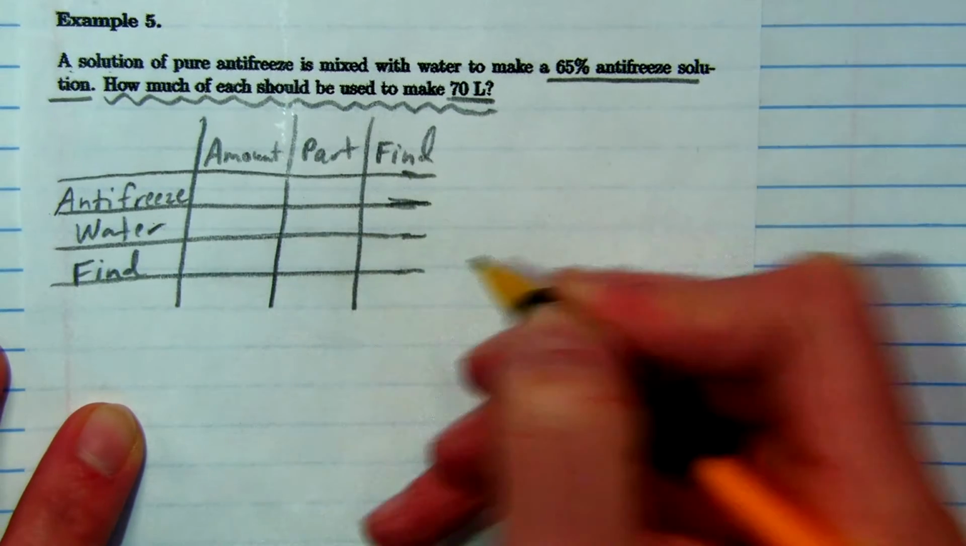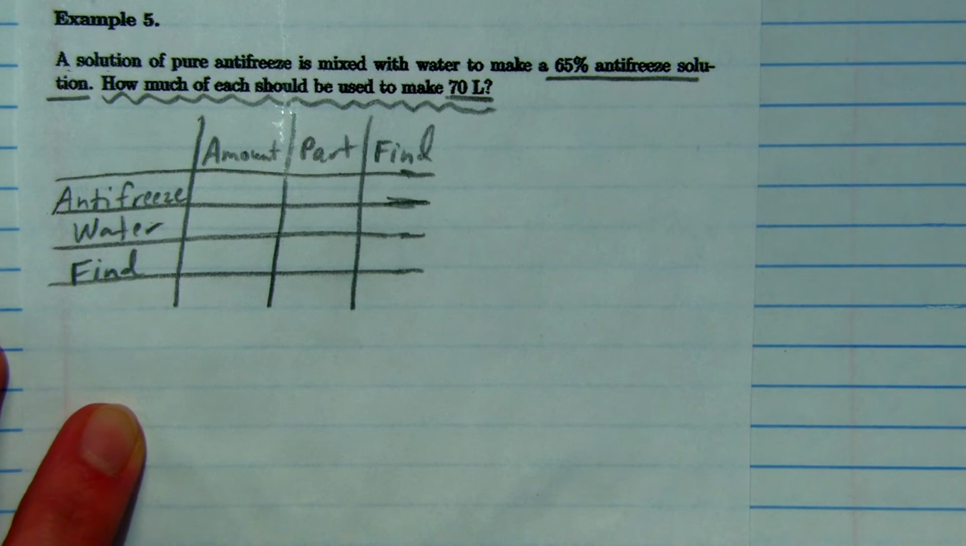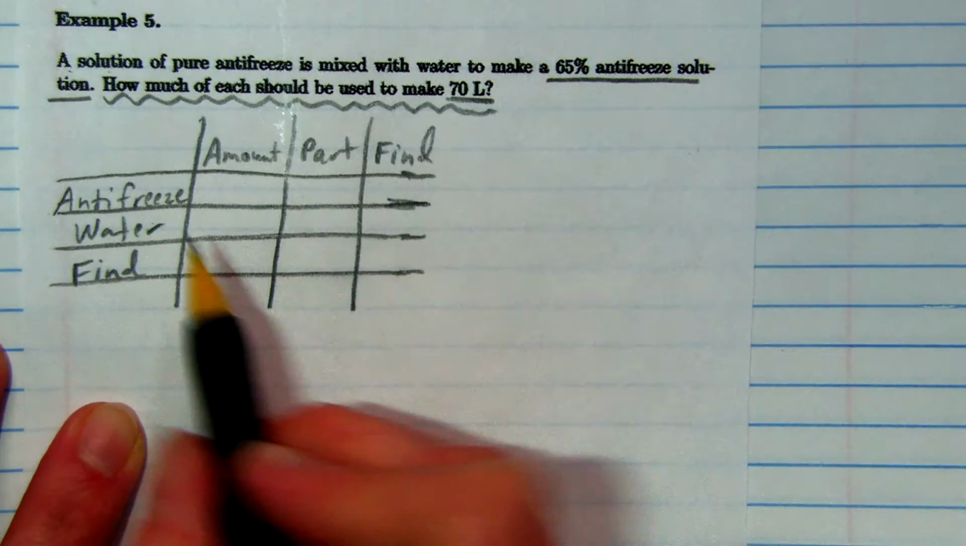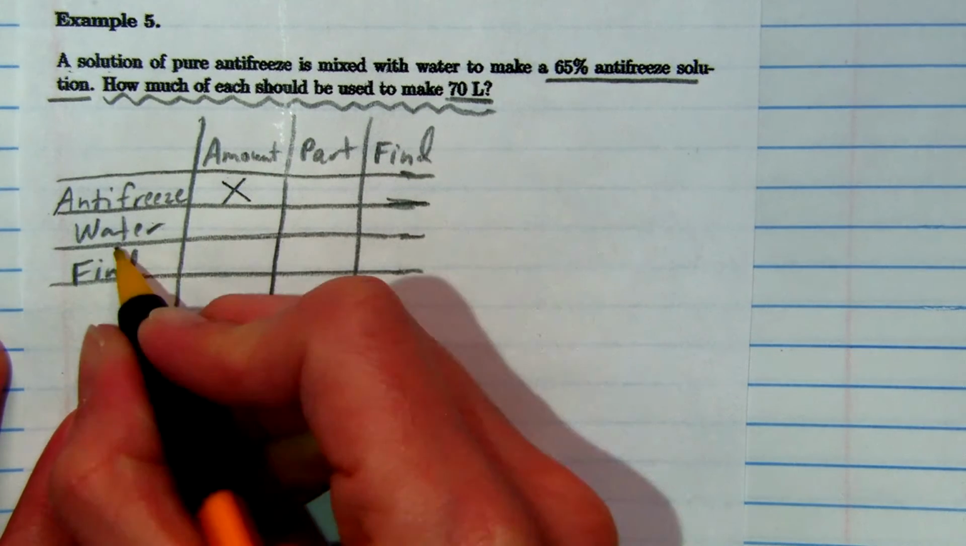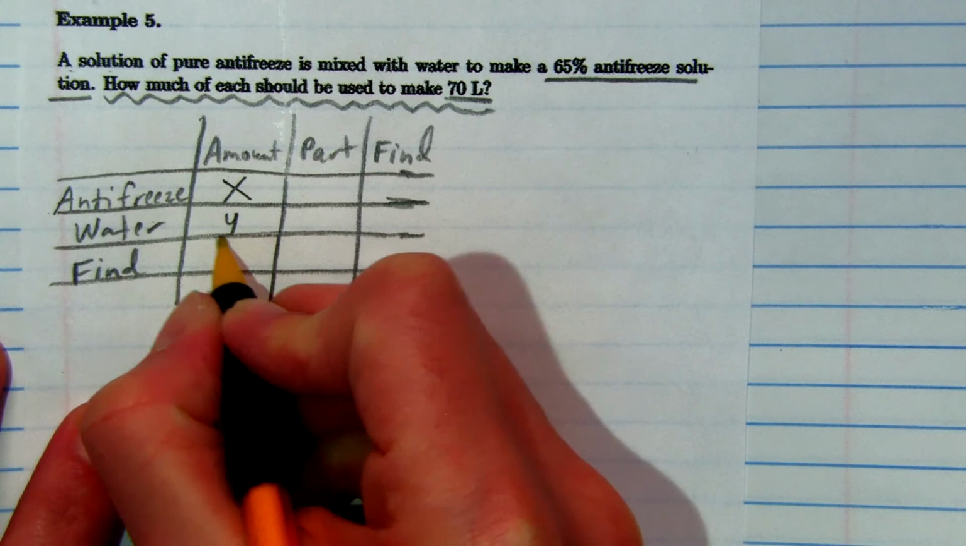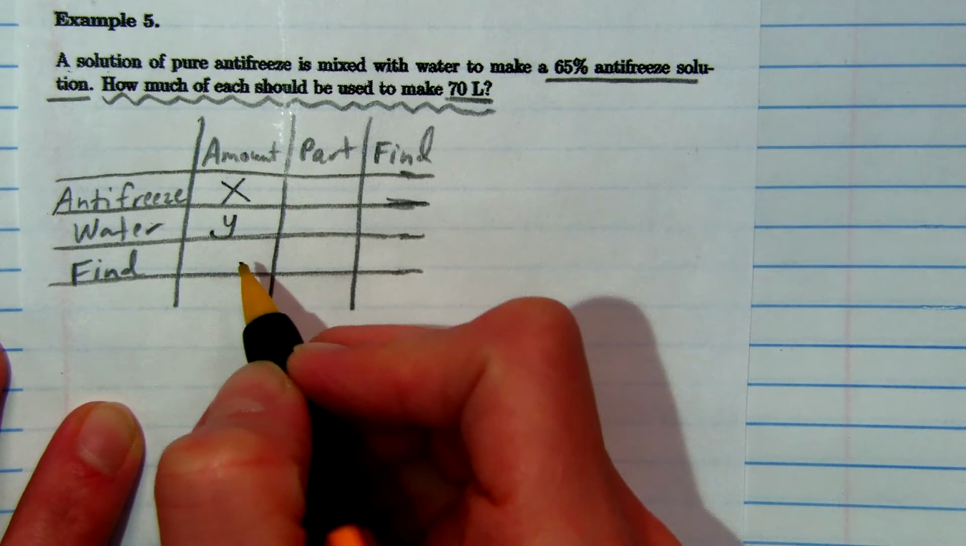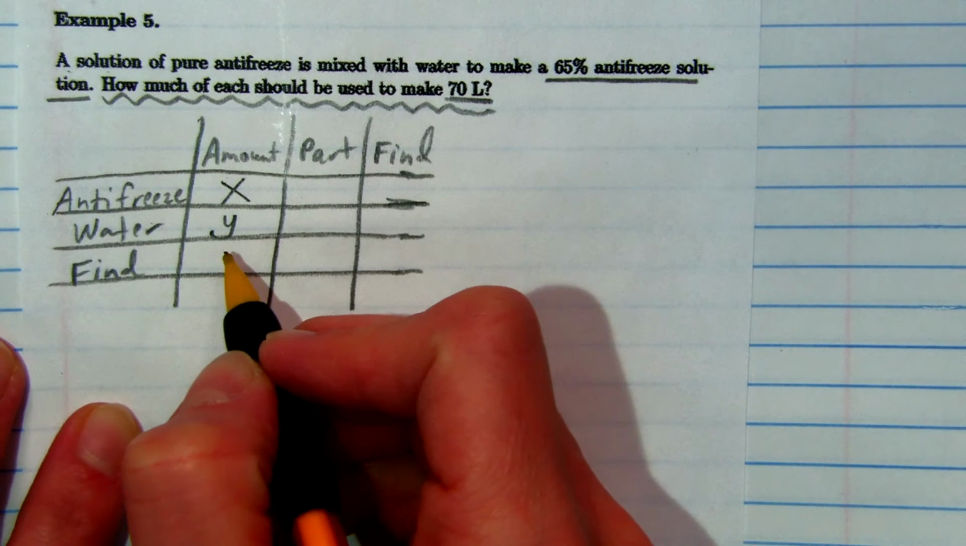So we're going back to percentages again. We used some percentages yesterday. So we don't know the amount of antifreeze. I guess we can just call that X. We don't know the amount of water, so we'll just call that Y. You could use A and W if you wanted to. Yeah, A and W, like the store.